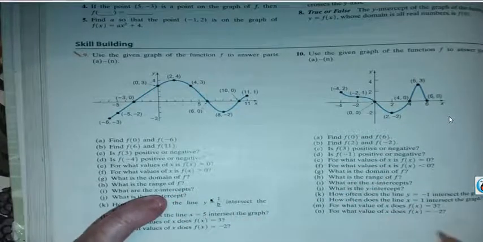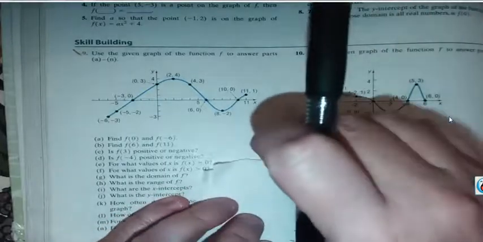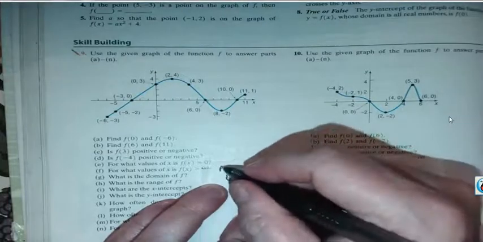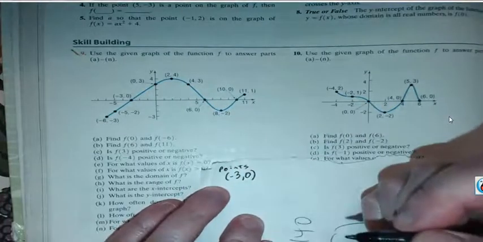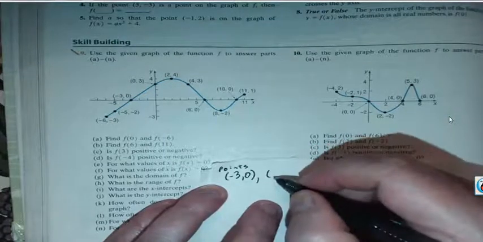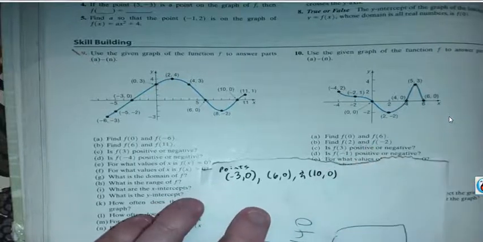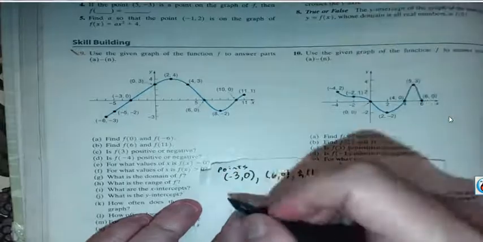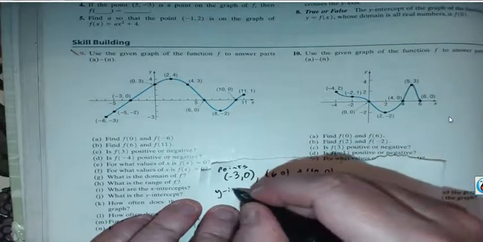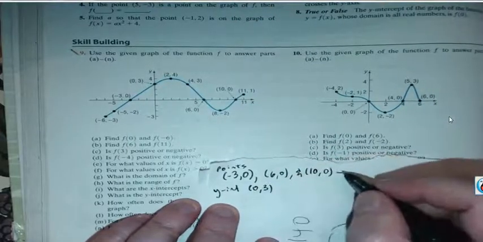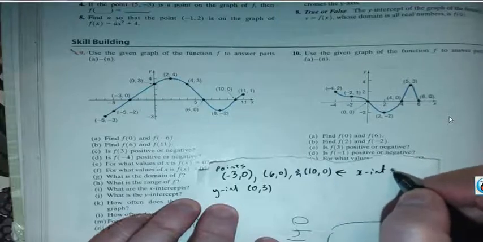Okay, what are the x-intercepts? An x-intercept is where it intersects the x-axis. So I have an x-intercept at -3. These are points, so this is not an interval. So my x-intercepts are the points (-3, 0), (6, 0), and (10, 0). What's the y-intercept? That's where it intersects the y-axis. Well, right there at the point (0, 3). So these are my x-intercepts, and that is my y-intercept.